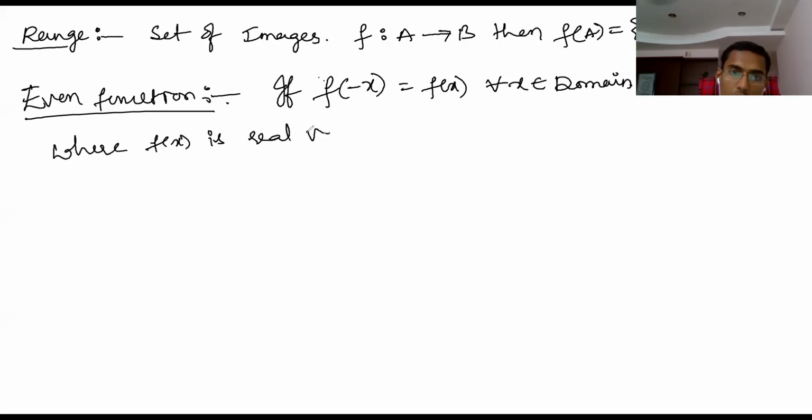F of x is a real valued function defined on the domain D. Then if f of minus x equals f of x for all x belonging to the domain, whatever x you take in the domain, if you get f of minus x equal to f of x, then f is called an even function.